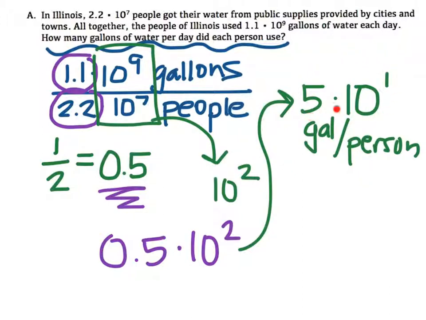Now, you might be thinking it's a little strange to write the answer this way, 5 times 10 to the first power, because 10 to the first power is just 10, and 5 times 10 we can just do in our head, and 5 times 10 is 50. So for this problem, it might make more sense to express our answer in standard form, or 50 gallons per person.